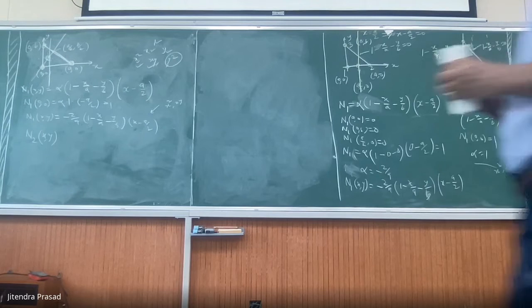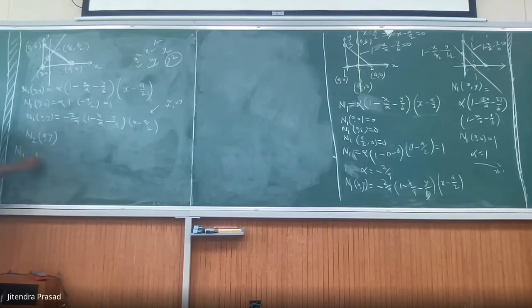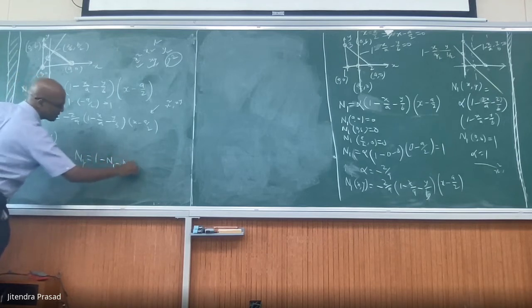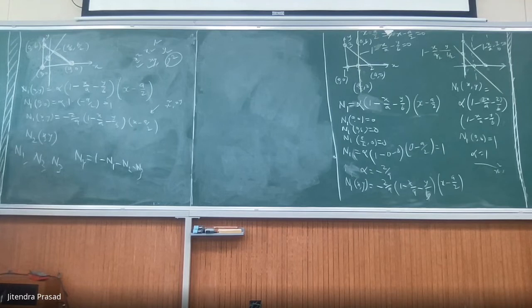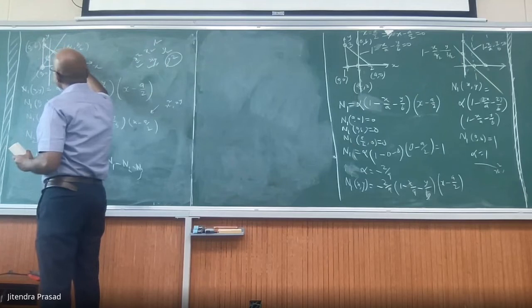Sometimes, if you see that something is difficult, like n1 you have found out, n2 you have found out, n3 you have found out, and then you don't know what n4 will be. Then what you do? N4 equal to 1 minus n1 minus n2 minus n3. So for example, in this case also, probably you have to do the same. This one is becoming difficult to find out, but let us say we want to find this one.